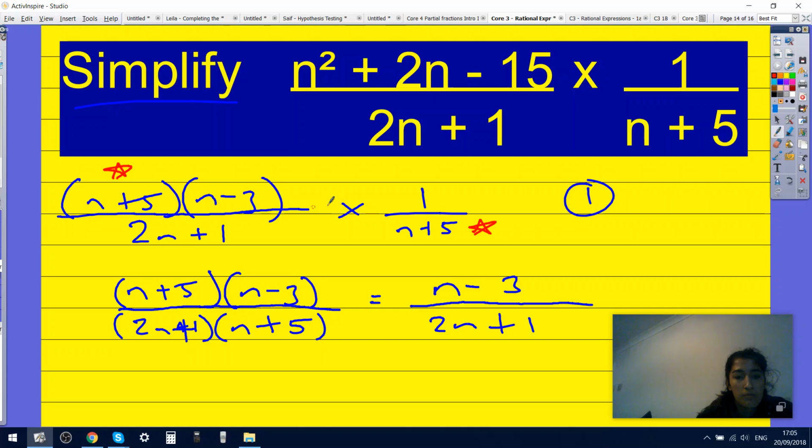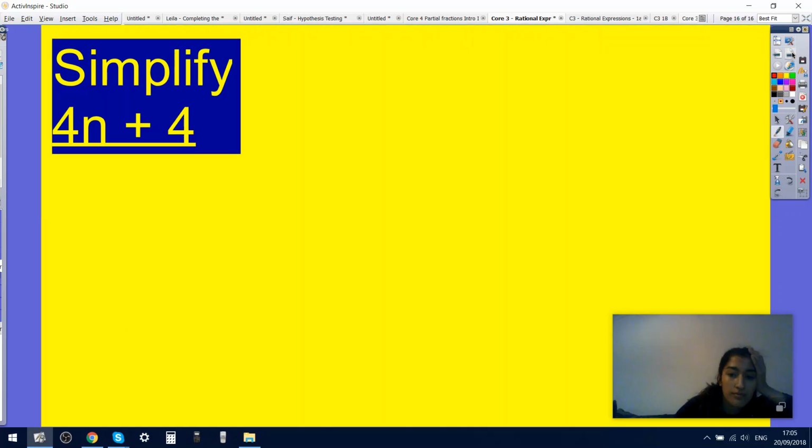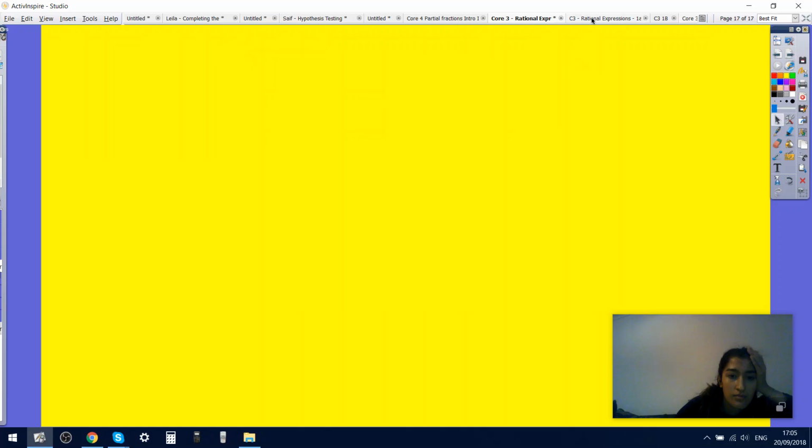But the whole point of the way you simplify is you don't expand the brackets, you factorize into brackets and cancel down anything they have in common. Am I missing something from this? Who knows? Okay, that one's done. Next one.